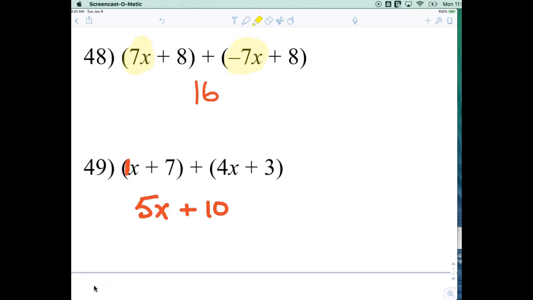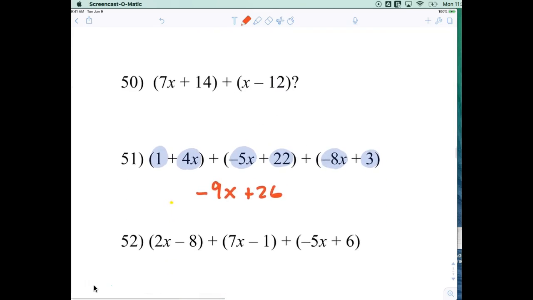Which one do you want to cancel? I'm asking you. I'm not sure what your question is. Well, I'm combining the 8 with the 8, if that's what you're asking me. This 8 plus this 8 makes 16. And the positive 7x and the negative 7x cancel. You with me? All right.